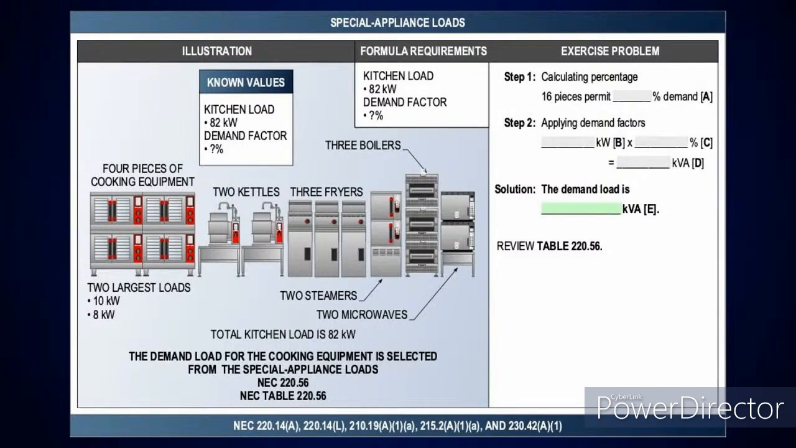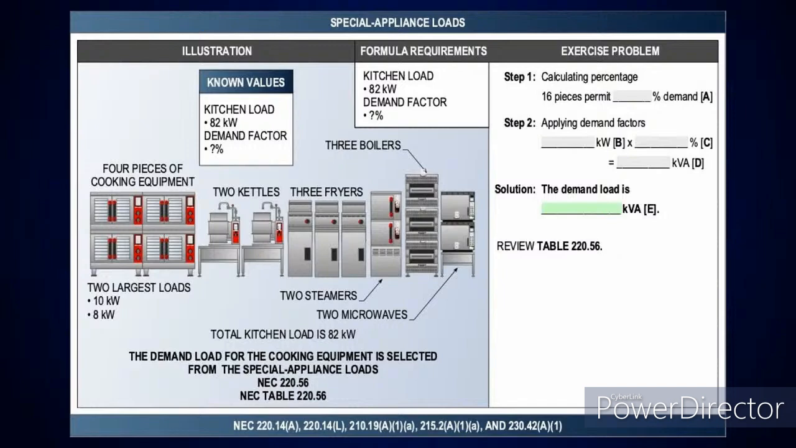And here's a good one here. We're showing you where we've got 2 microwaves, 3 boilers, 2 steamers, 3 fryers, 2 kettles, 4 pieces of cooking equipment, and we're telling you the total kitchen load is 82 kW. Now, if I look at table 220.56, I'm over 6. I can already tell you I'm way over 6. So I can take that 82 kW at 65%, and that'll give you your kVA rating.